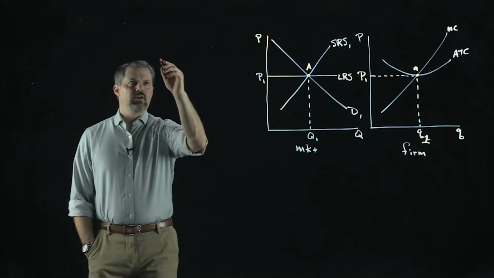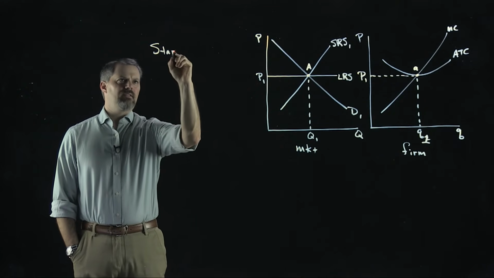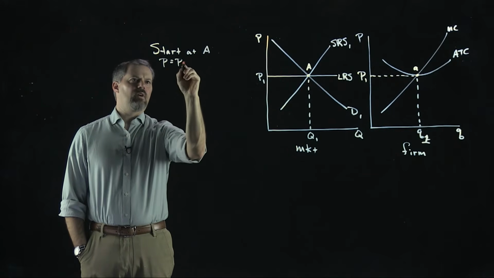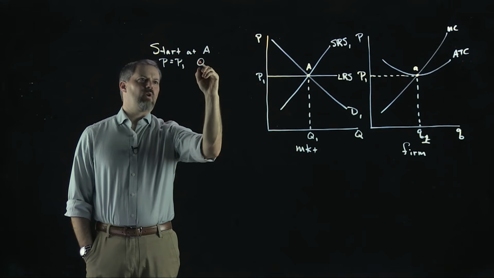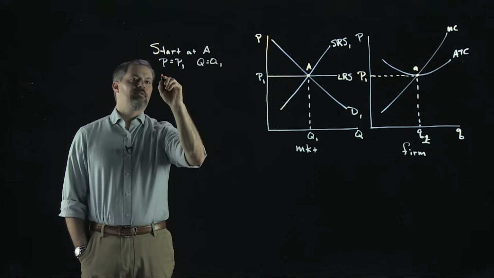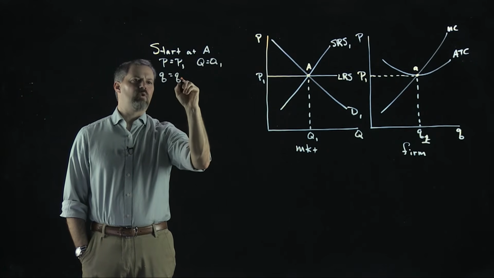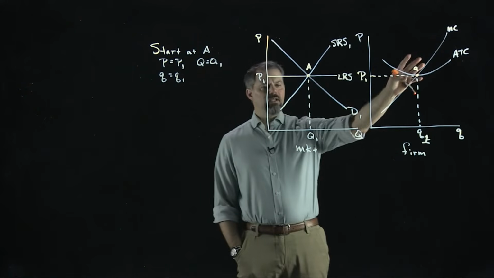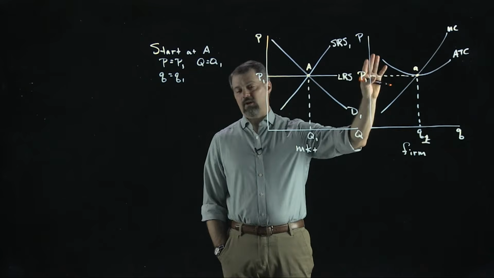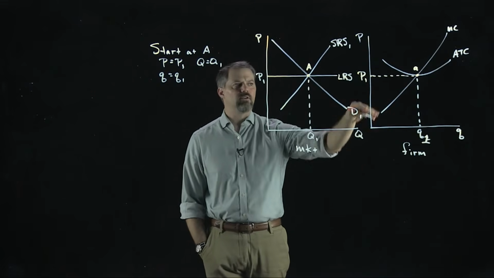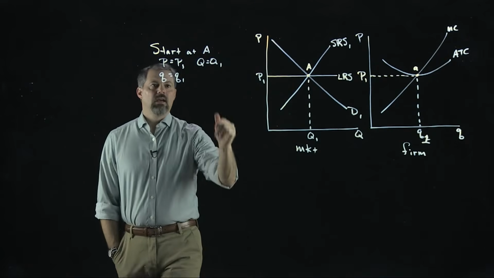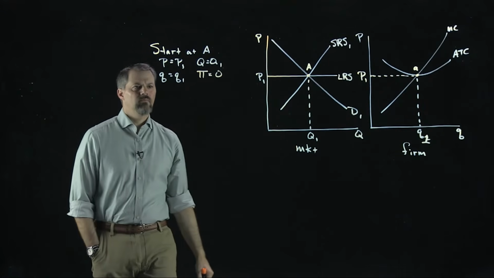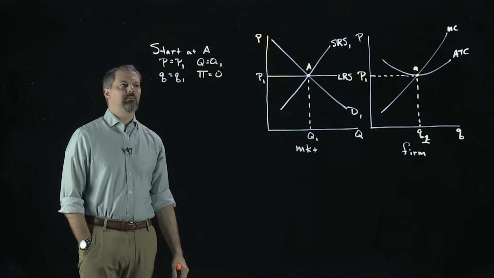So let's put our story up here. We're going to start at A. Price is equal to P1. Market quantity is equal to Q1. Firm quantity is equal to little q1. Each of the firms is producing little q1 because remember, each firm has the same cost curves. All of our firms have the same cost curves, so all we need is one picture. And each of those firms is earning a profit equal to zero. So we're in a long-run equilibrium.